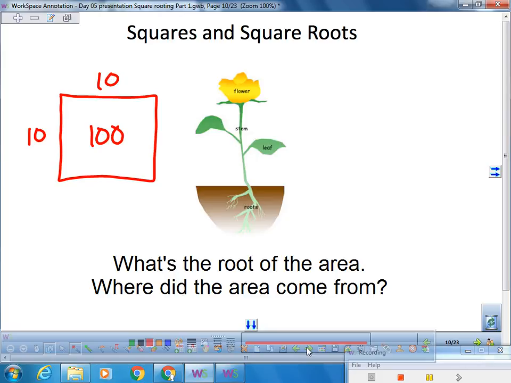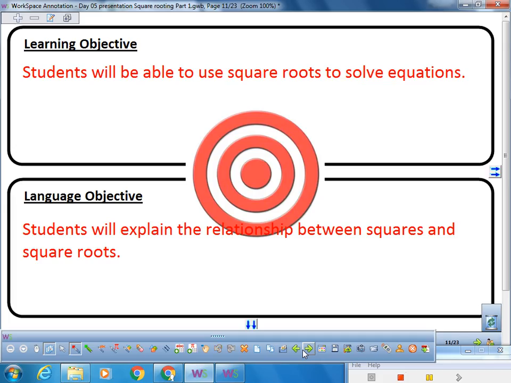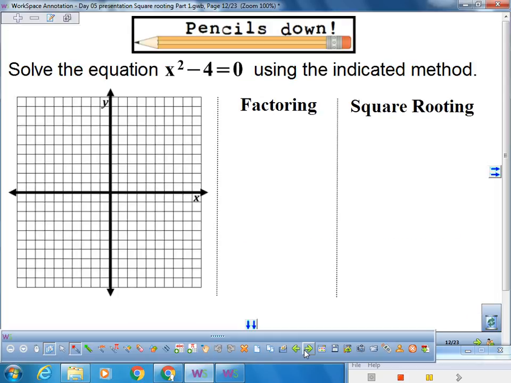Okay. All right, so students will be able to use square roots to solve equations today. All we're going to do is solve, but use some of our Jay, sit up, please. All the way up.